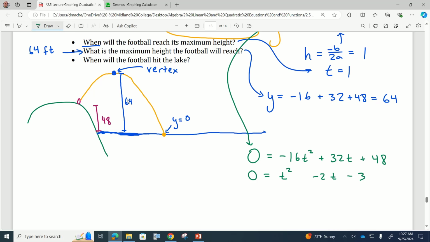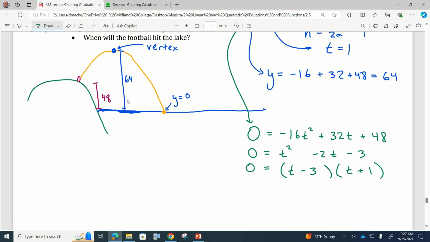So t squared minus 2t minus 3. Like I said, I just divided by negative 16. 0 divided by negative 16 is still 0. And then I need to factor this. How does this factor? So I've got two solutions. Either t is equal to negative 1 or t is equal to 3.